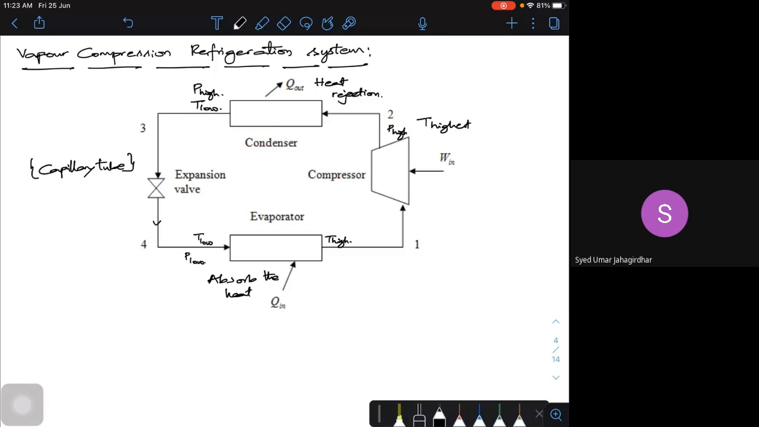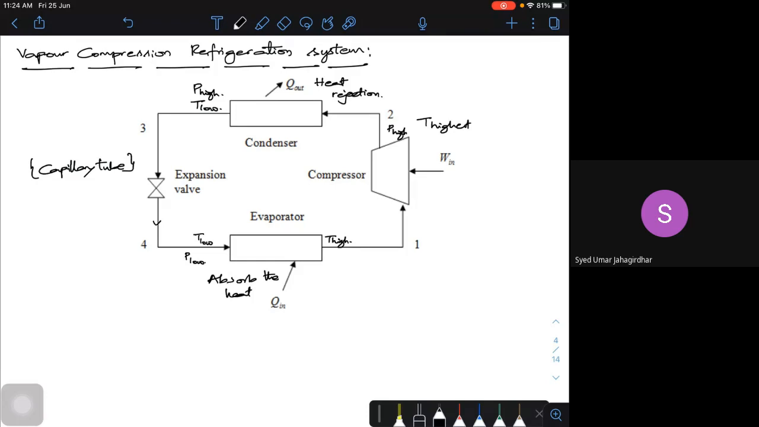Then it goes to the condenser, where the refrigerant is cooled to a lower temperature, but the pressure is still high. Then it is passed through an expansion valve or a capillary tube, an expansion device, to reduce the pressure to a lower pressure, and then it is sent to the evaporator. This cycle will continue. This is how your refrigerator will work. Now, this is a block diagram of it.